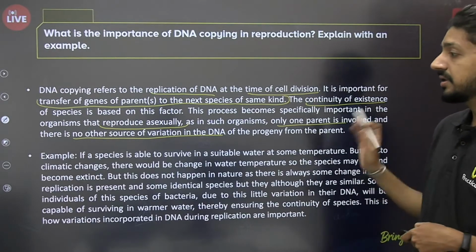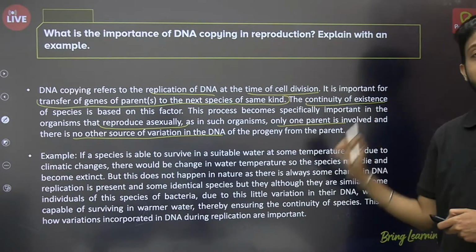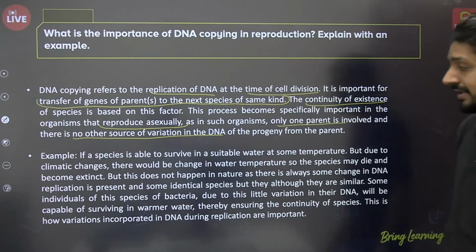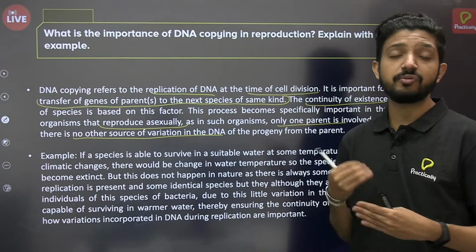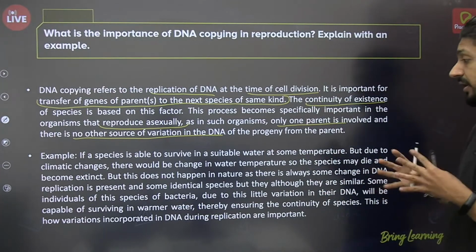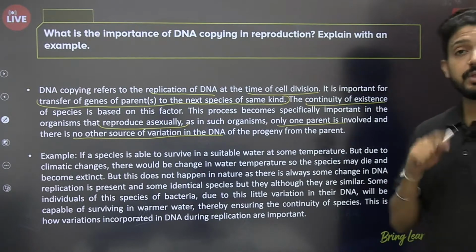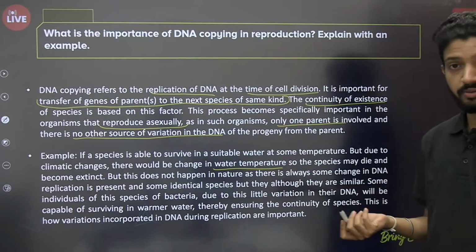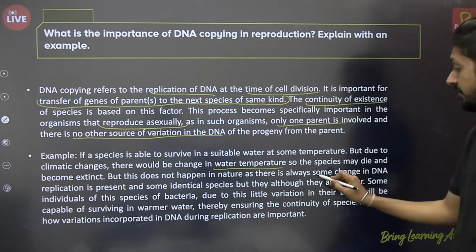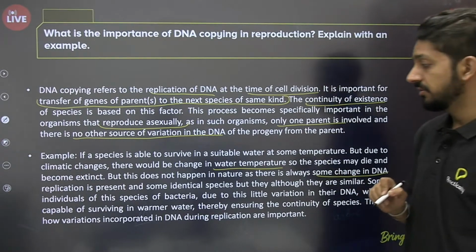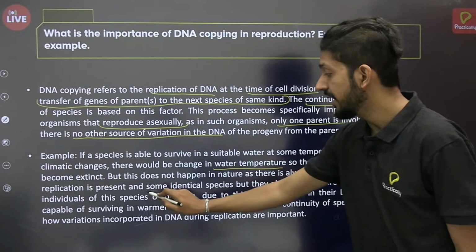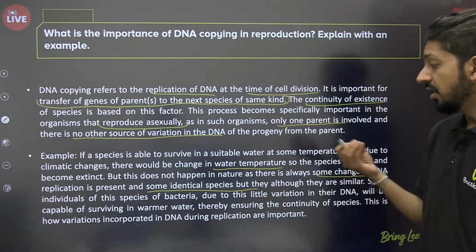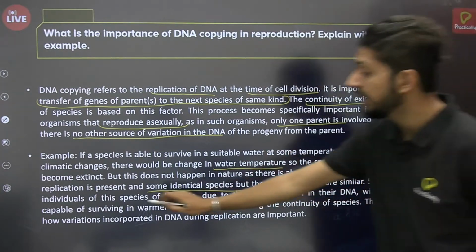Okay, so there is no other source of variation in DNA. So this line itself has some very important points, and then in the second part of the answer we need to give an example. For example, we are taking the example of a species which wants to survive in a particular temperature, suitable water temperature, but due to the climatic changes, the change in water temperature, the species might die. But this will not happen if there is some change in the DNA replication. Some individuals of this species of bacteria, though they are similar, due to little variation in the DNA, will be capable of surviving.